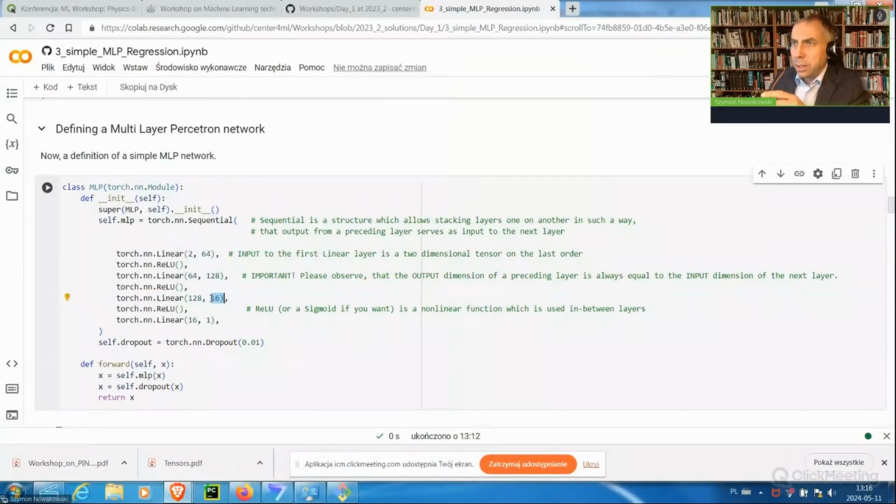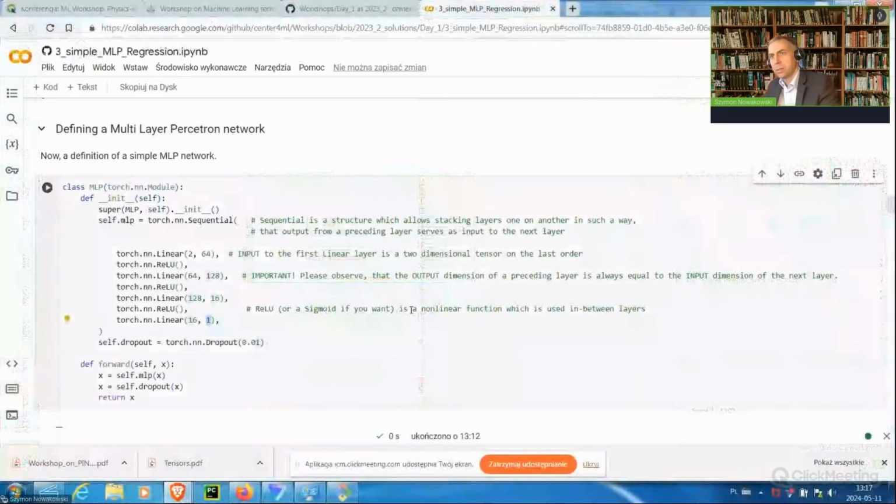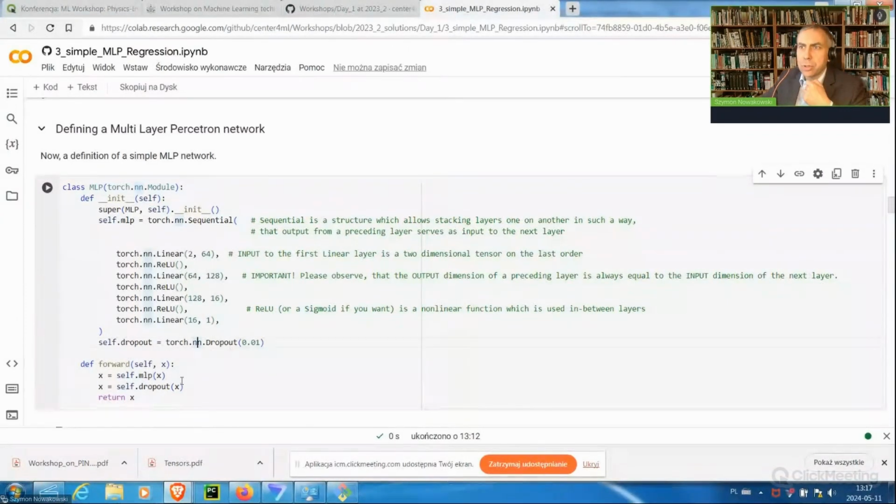I chose 16, so this network basically magnifies the data first, changing the last dimension from 2 to 64, then from 64 to 128, and then collapses it from 128 to 16, and then to 1. So as a result, we get just one value as a result of the last layer, because this last dimension of 16 gets changed into 1. Okay, so we get one number as a result. No questions so far?